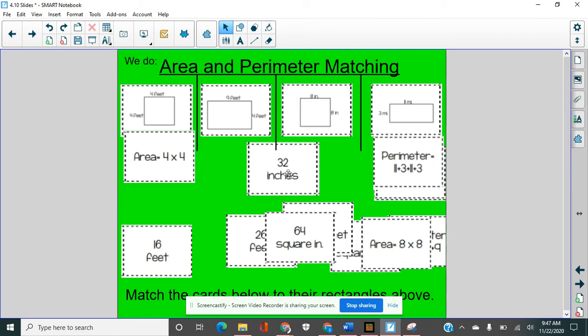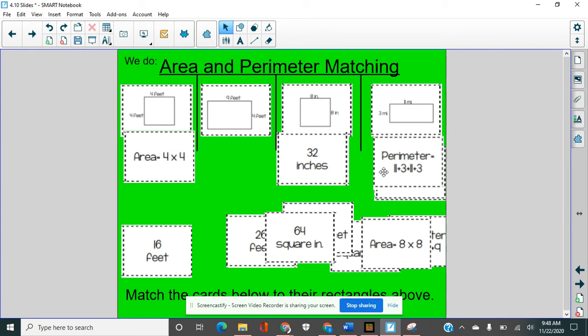Okay, 32 inches. That doesn't go with this one either. So this is obviously a perimeter because it doesn't say square. Which of these has a perimeter of 32? The first one, the second one, or the third one? Perimeter of 32. It's this guy, okay? 8 plus 8 plus 8 plus 8 equals 32, right?